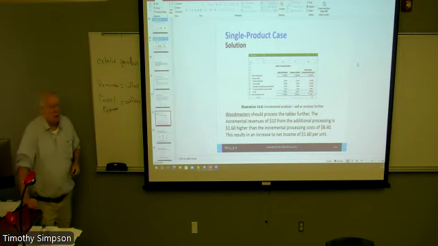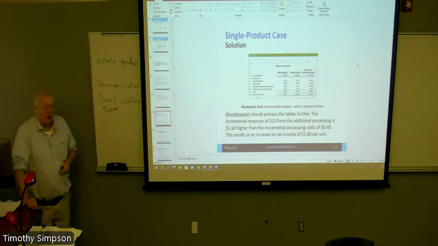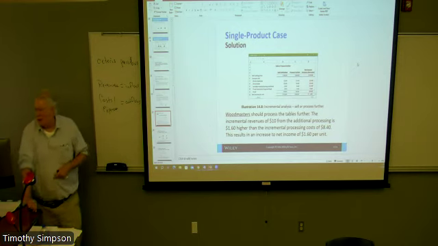This is an example of what we call a single product case. We have one good going on here, and we'll get to the multi-product case in a minute. And I think it revolves around the dairy product example. But are there any questions about that?